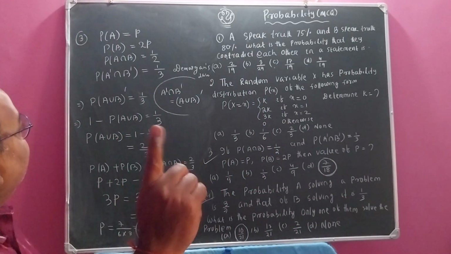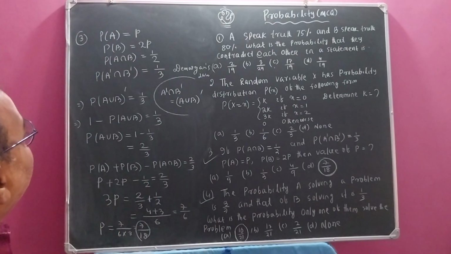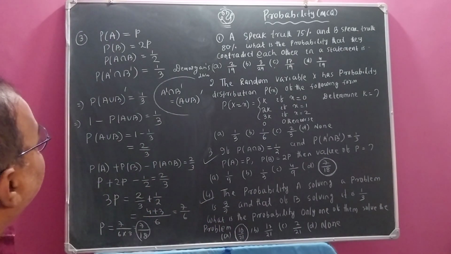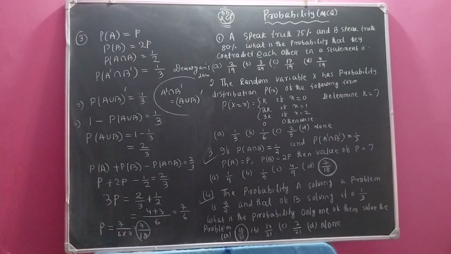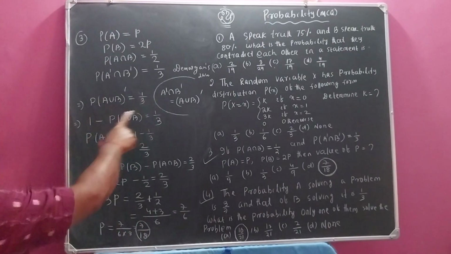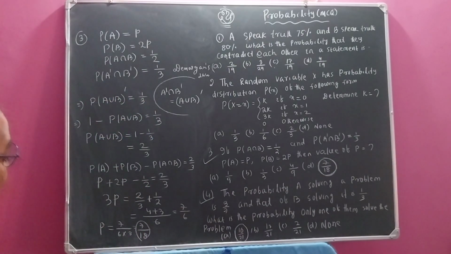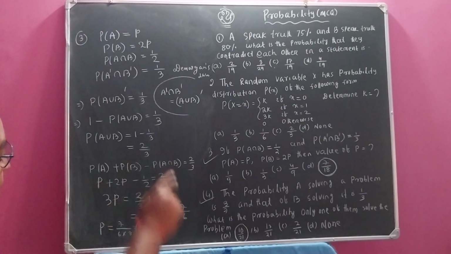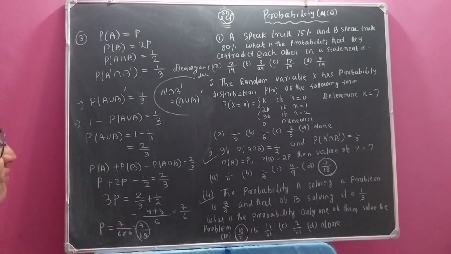Okay. Probability of A is given, probability of B is given, probability of A intersection B is given, probability of A dash intersection B dash is given. Our aim is to find out the value of P. We know from De Morgan's law, A dash intersection B dash is equal to A union B whole dash. So applying this formula, you get the answer. Our P value is coming out 7 by 18. So the answer of question number 3 is completed. That is 7 by 18.